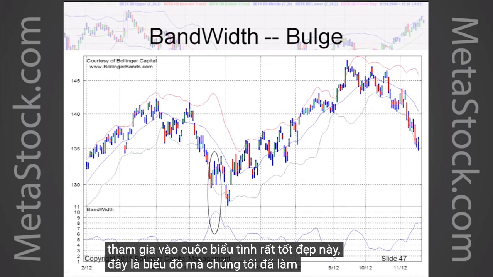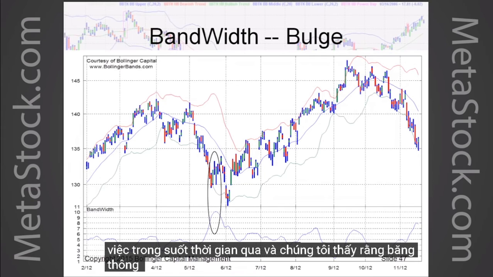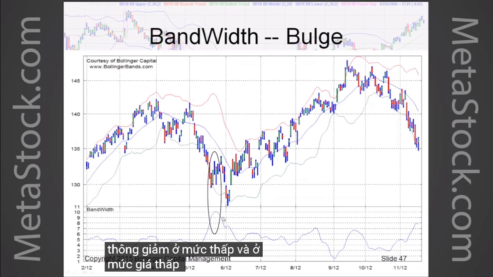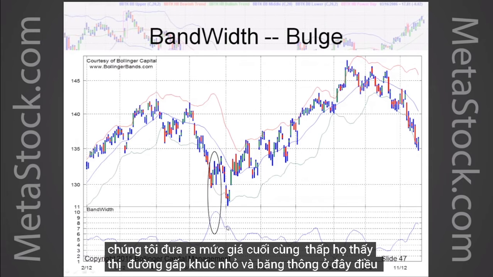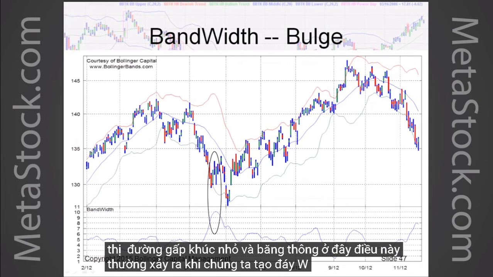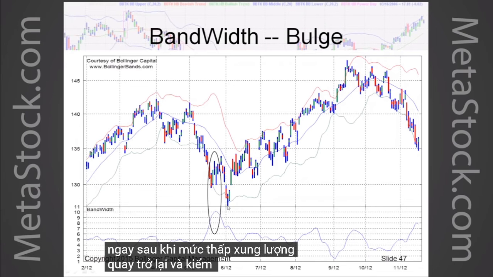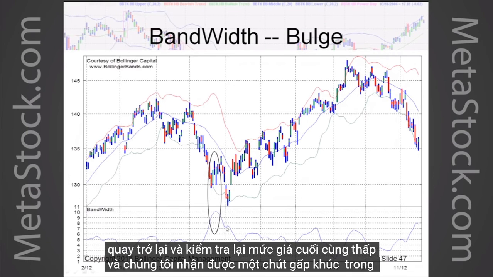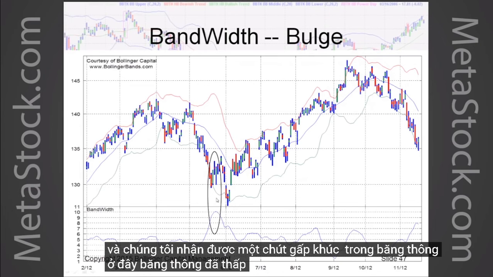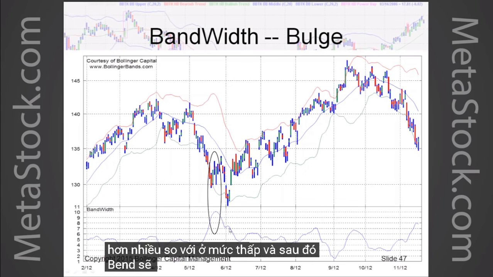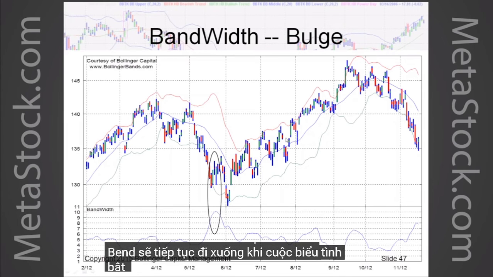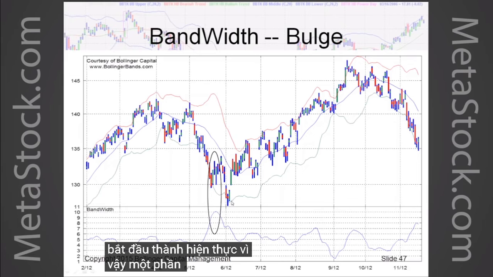Here's the chart that we've been working with all along, and we see that bandwidth turns down at the momentum low and is at a much lower level when we make the final price low. Now you see this little kink in bandwidth here? This often happens when we're making a W bottom. We'll make a high, we'll make a momentum low, bandwidth will turn down immediately after the momentum low. We'll come back and retest the final price low, and we'll get a little kink in bandwidth here. Bandwidth is already much lower than it was at the momentum low, and then bandwidth will continue down as the rally starts to materialize. So we've added yet another piece, right?